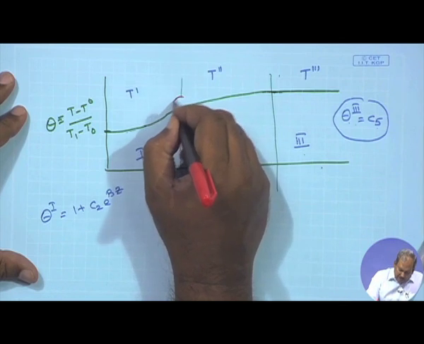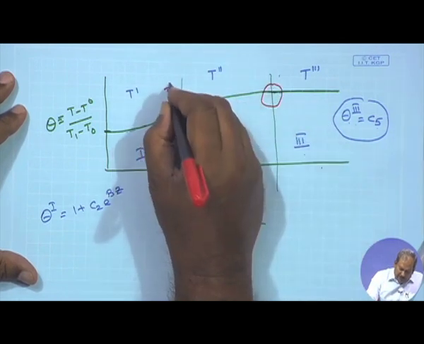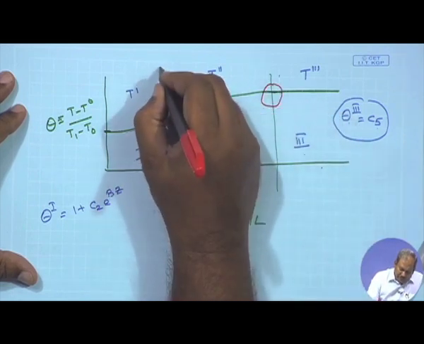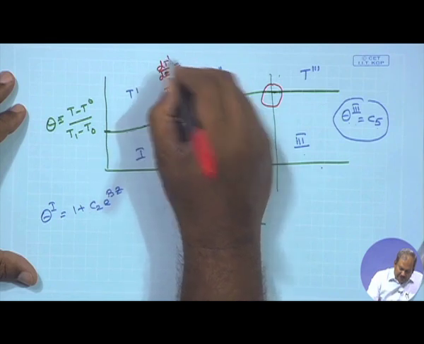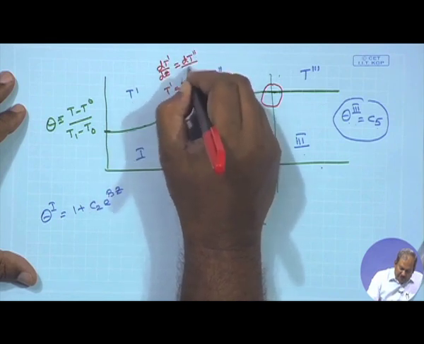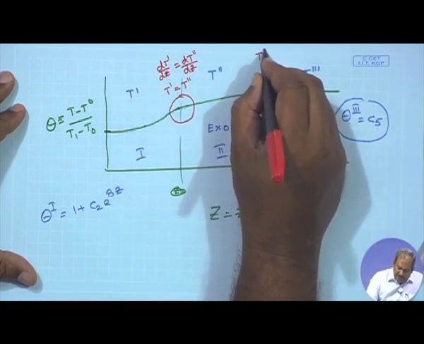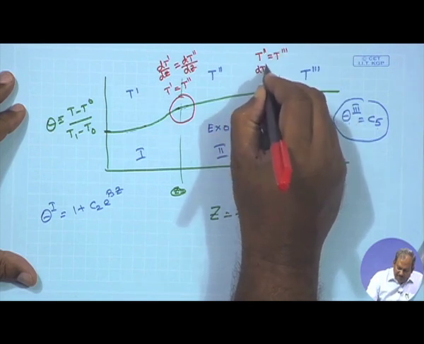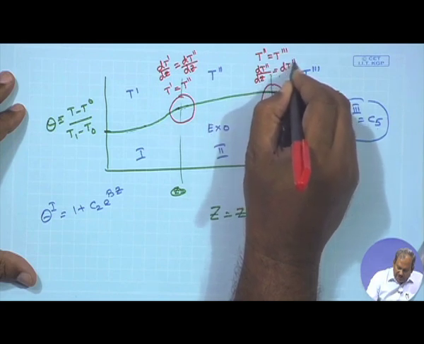The conditions that are to be maintained at these two junctions are that T1 at this junction must be equal to T2 at this junction, the dT1/dz at this point must be equal to dT2/dz, and similarly at this junction you have the temperature equality and these two would be equal.